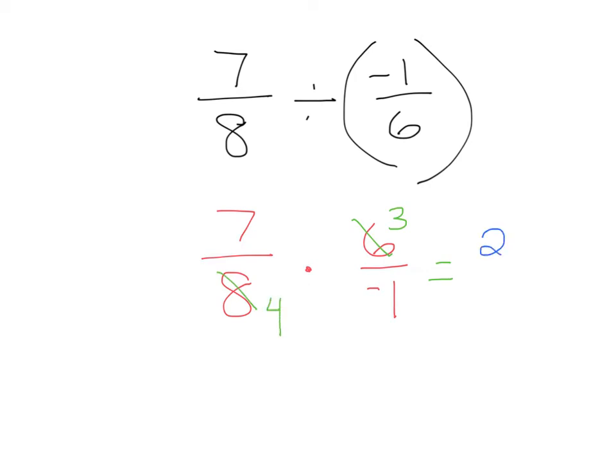7 times 3 is 21. 4 times negative 1 is negative 4. And you can leave your answer as a reduced improper fraction.